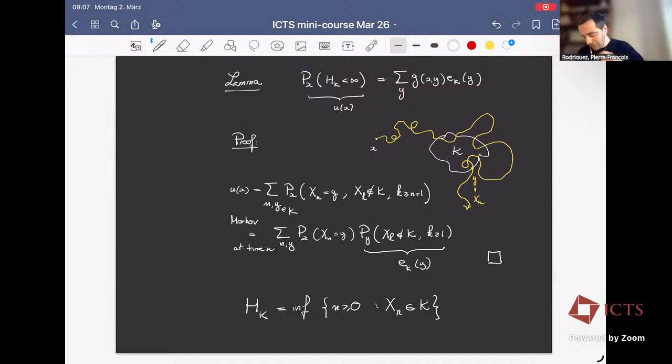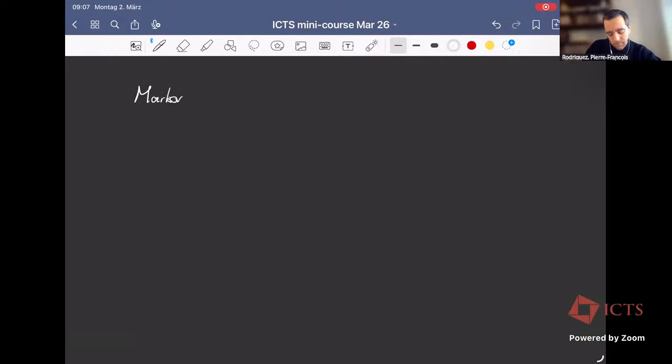Okay, good. So now I want to translate this Markov property to a Markov property for the GFF. First, let me recall what the GFF was.